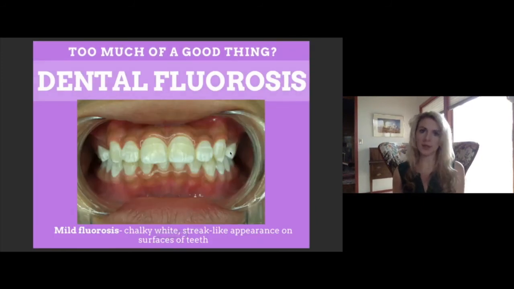And as you can see here, this is actually a picture of mild fluorosis. Just a chalky white staining. Does it look bad? No. But is it different than normal? Yes, it is a variation from what's normal, or what we consider normal. So just keep that in mind. This isn't negative for the teeth. In fact, it typically means that they are a little bit less prone to cavities.